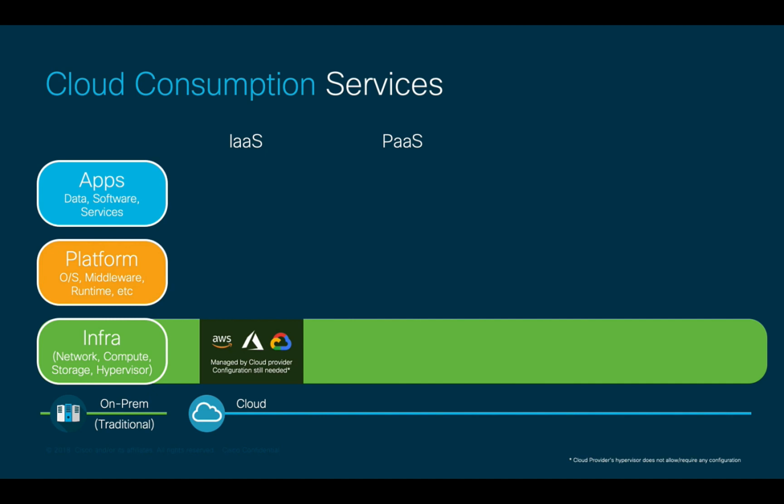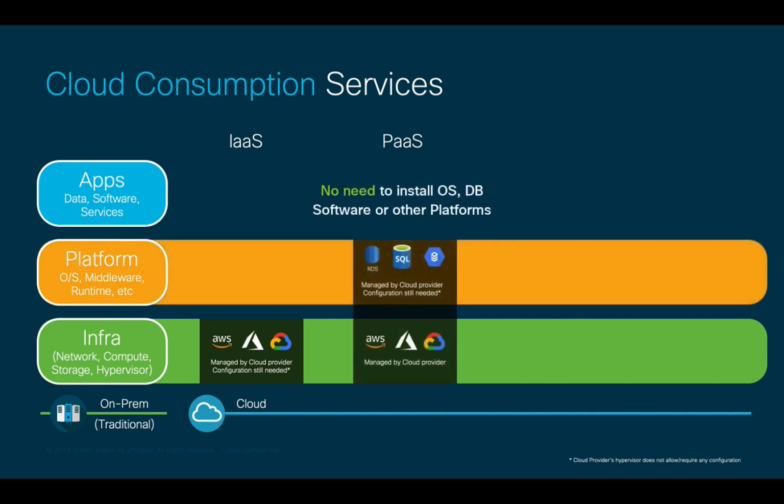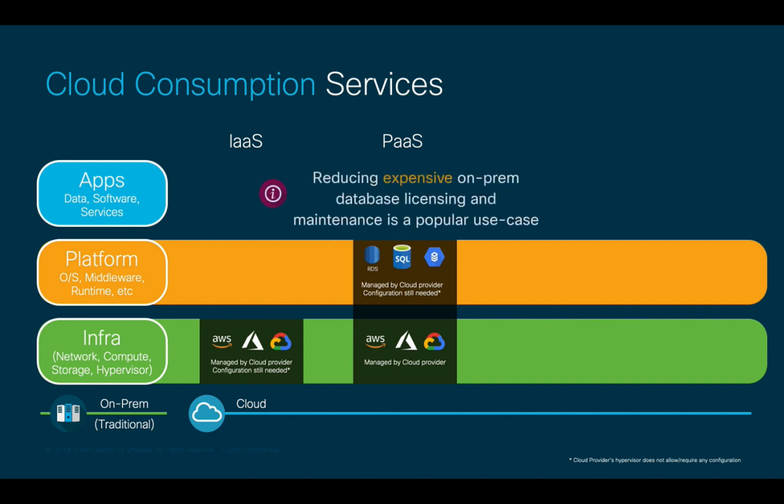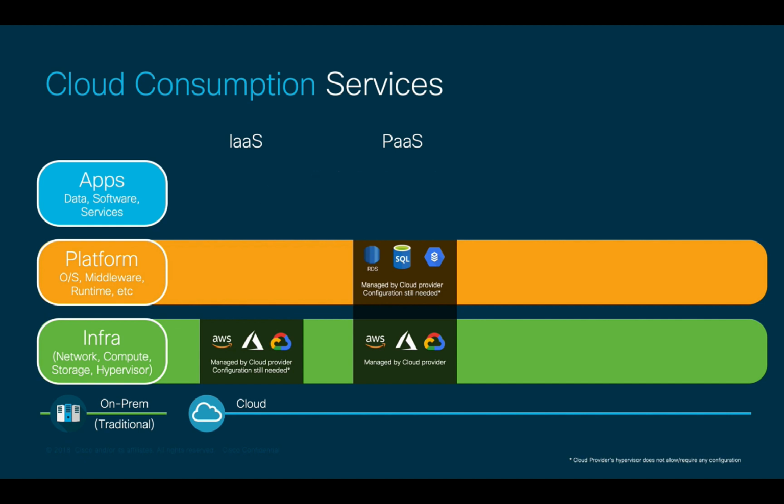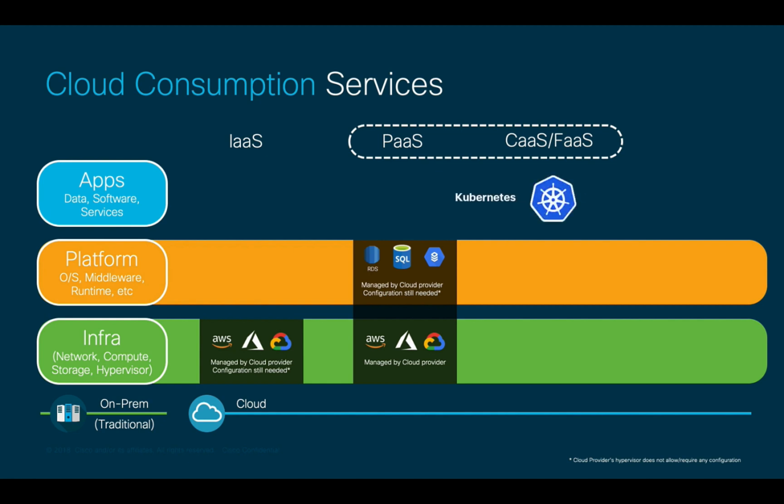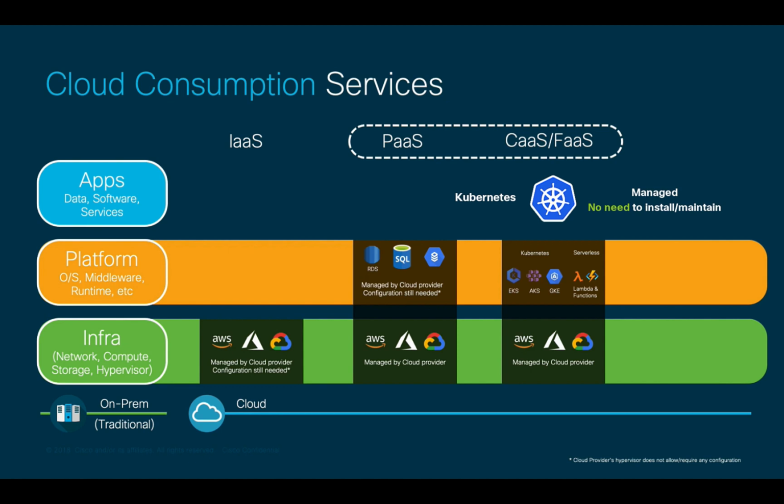This may be helpful if you do not want to manage nor maintain the operating system, database software, or other types of tools and platforms on top of the cloud infrastructure. Cloud providers offer multiple PaaS managed services, which may include RDS from AWS and Azure SQL for database purposes, and many others. Concepts like Container as a Service, or CaaS, and Function as a Service, or FaaS, can also be considered PaaS offerings. When talking about CaaS, and when Kubernetes is the desired container orchestration system, cloud providers offer Kubernetes as a managed service. Kubernetes-based CaaS offerings include EKS, AKS, and GKE from AWS, Azure, and Google respectively.